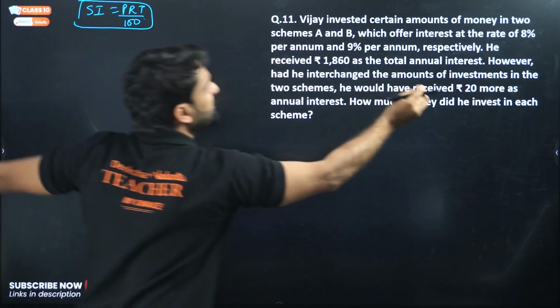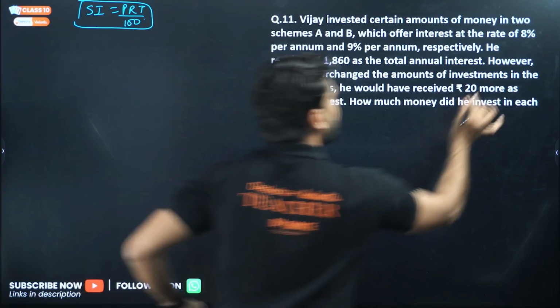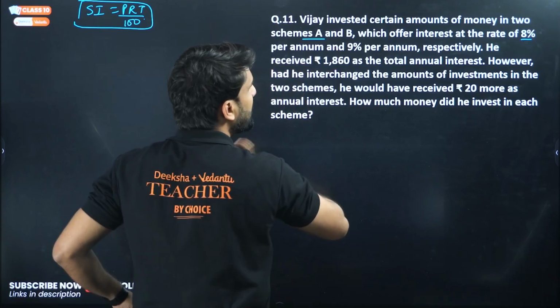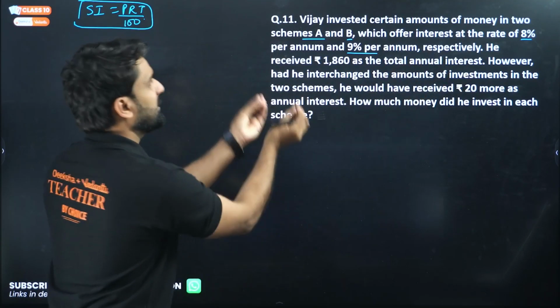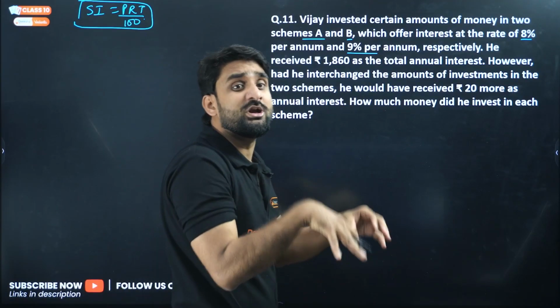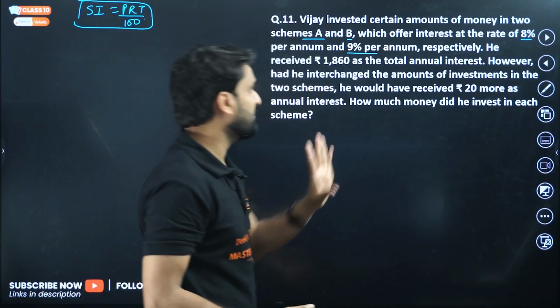So very easy question, but this question is a bit lengthy. I'm giving you a short trick. So 8% of scheme A and 9% of scheme B, he is getting rupees. The overall collection is 1860, but we don't know how much he invested in scheme first and scheme second, and we have to find out that, right?